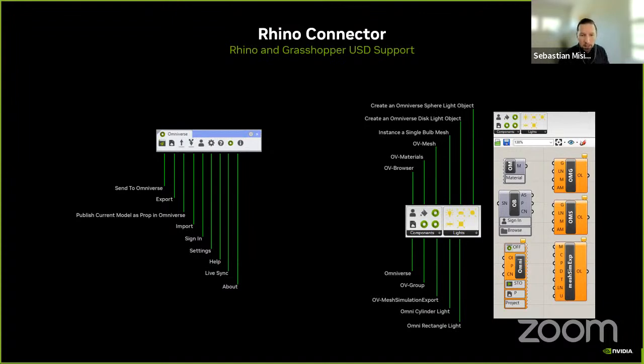Additionally, we have a Grasshopper connector, which has a few different nodes that allow us to export that geometry, and that could be actual geometry from Rhino or Grasshopper. And then we also have lighting nodes and a few other things. So we can also export simulation meshes and other sorts of data.